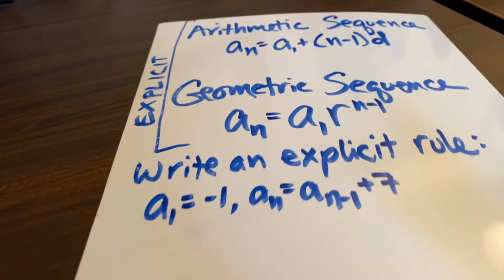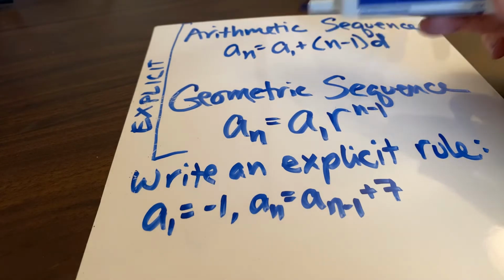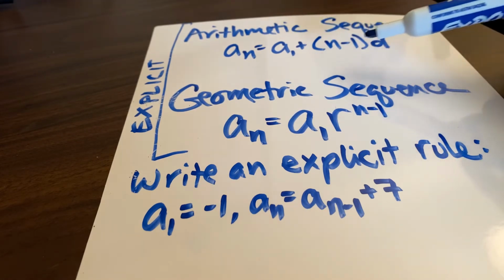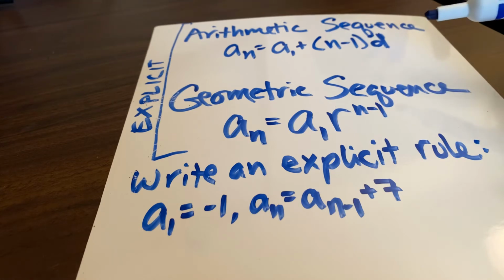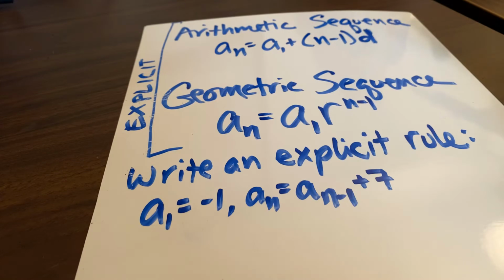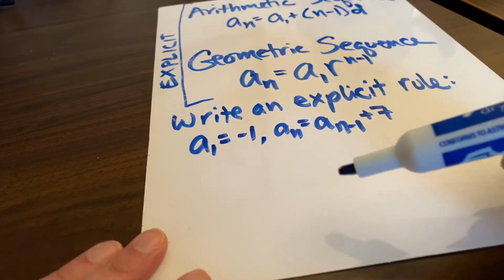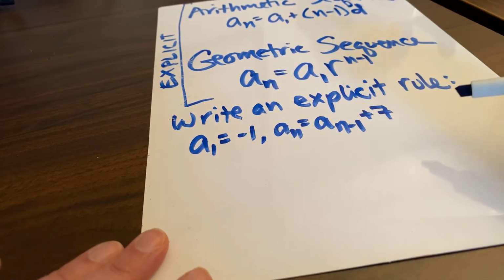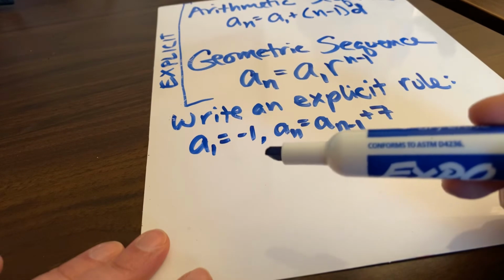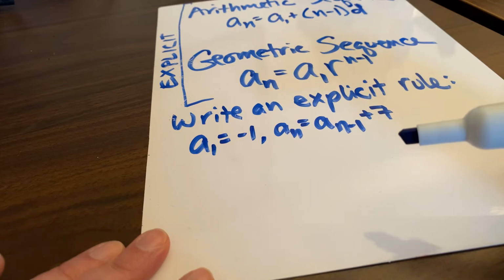Now, real quick, what if you have to write an explicit sequence? Remember, for an arithmetic sequence, it's a sub n equals a sub 1 plus n minus 1 times d, where d is your common difference. For a geometric sequence, it's a sub n equals a sub 1 times r to the n minus 1. So for this question, write an explicit rule where a sub 1 equals negative 1 and a sub n equals a sub n minus 1 plus 7.